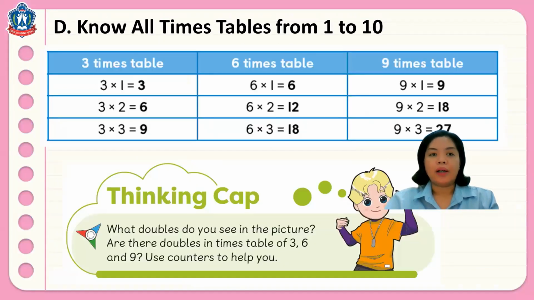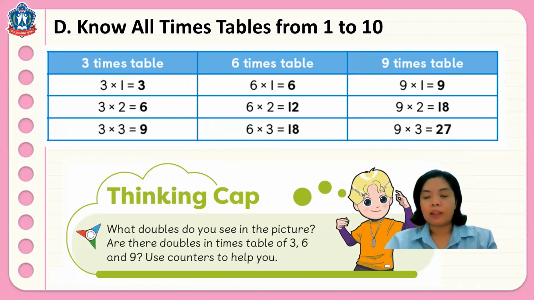Okay, look at this one. I have here the 3 times table, 6 times table, and 9 times table. Can you see any similarities? Or can you see some doubles in the answers? What doubles do you see in the picture? Are there doubles in the times tables for 3, 6, and 9? Children, you can share your answers during our class.